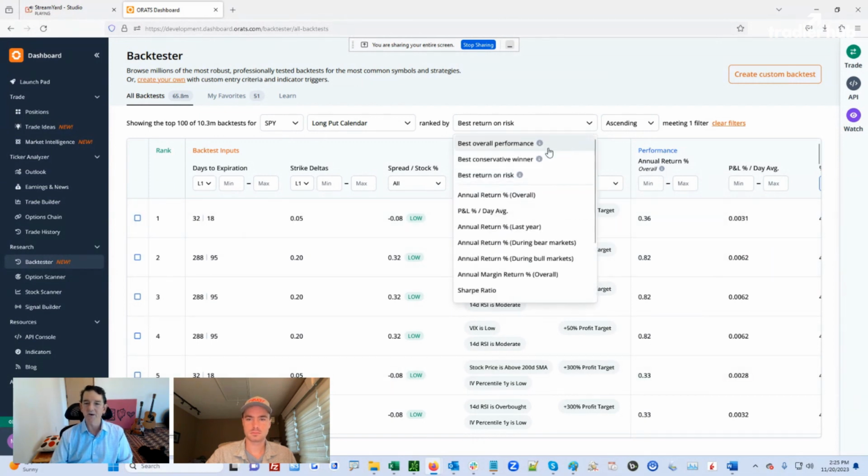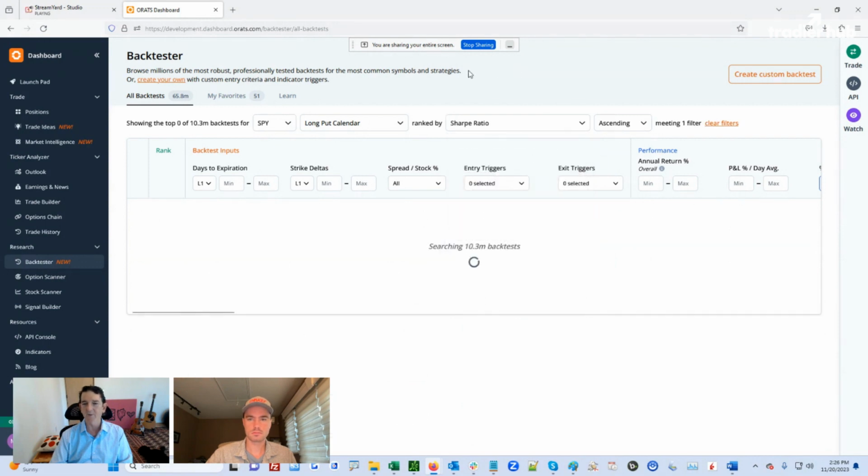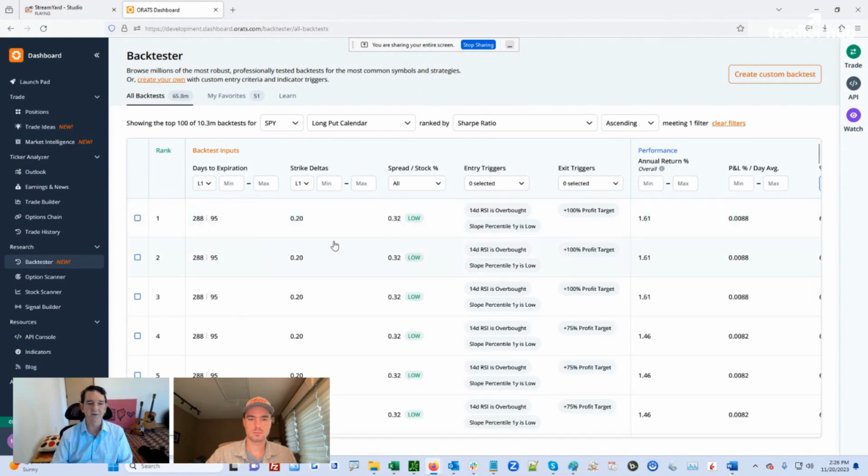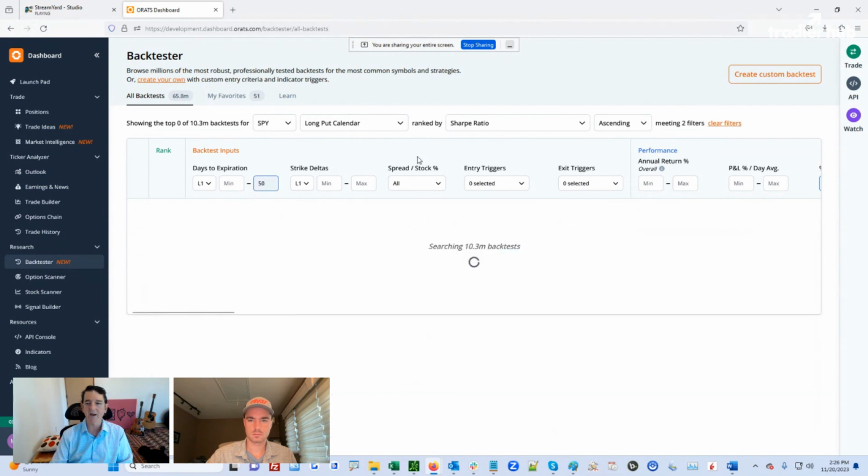If I were to change that, you could sort on overall performance, which is just the annual return and Sharpe and P&L per day, Sortino averaged, or you could go down to the Sharpe ratio, click on that, and it'll sort from top to bottom. Or you could look at just margin returns. So there's a lot of things. One of the things I do is, if you wouldn't want to trade something that long term, you could say my max days to expiration might be 50. So I want to see anything below that, and then it'll find that. And you can really narrow down on trades that you would do and try to find the best ones.